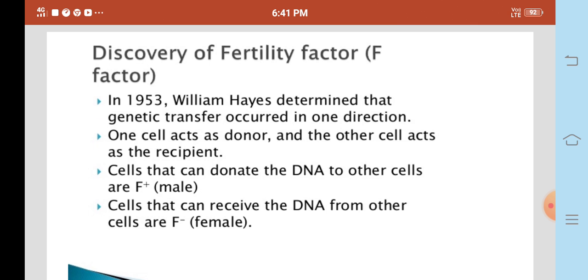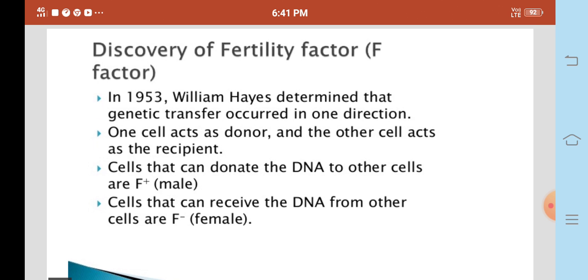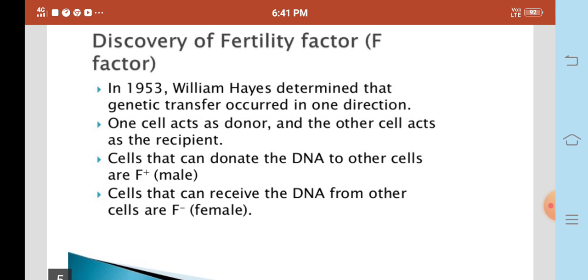Discovery of the fertility factor, F factor. In 1953, William Hayes determined that the genetic transfer occurred in one direction. One cell acts as the donor and the other cell acts as the recipient. Cells that can donate DNA to other cells are F plus male cells. Cells that can receive DNA from other cells are F minus female cells.